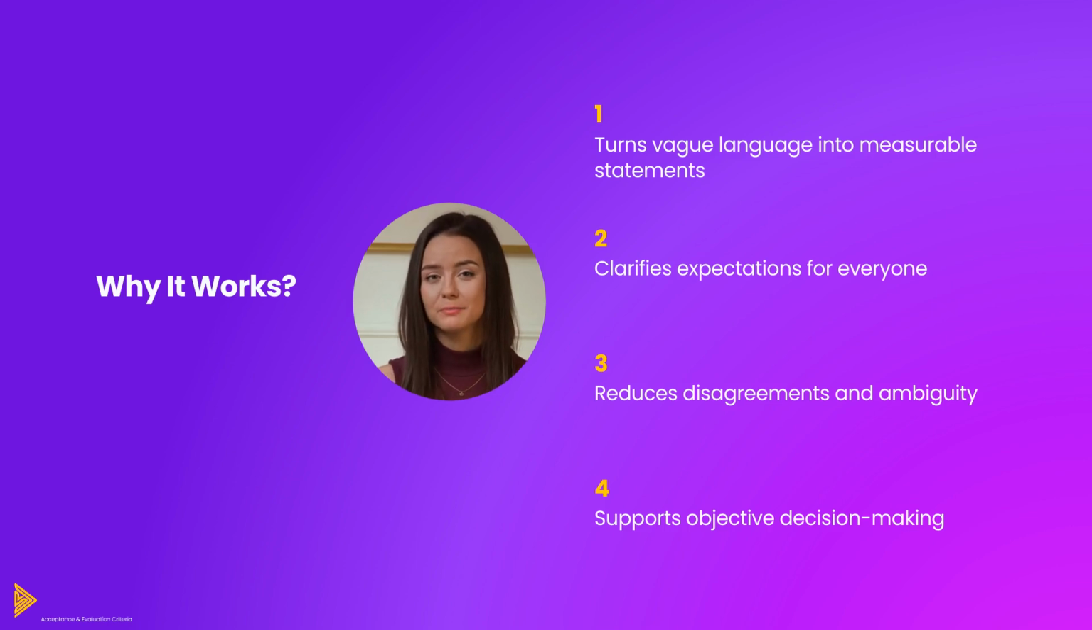Words like fast, simple, or user-friendly sound nice, but they mean different things to different people. Acceptance criteria make these expectations measurable, so everyone is literally checking against the same rules. This reduces debates, aligns everyone, and supports objective decisions, because instead of opinions, it's simply about whether the criteria are met.